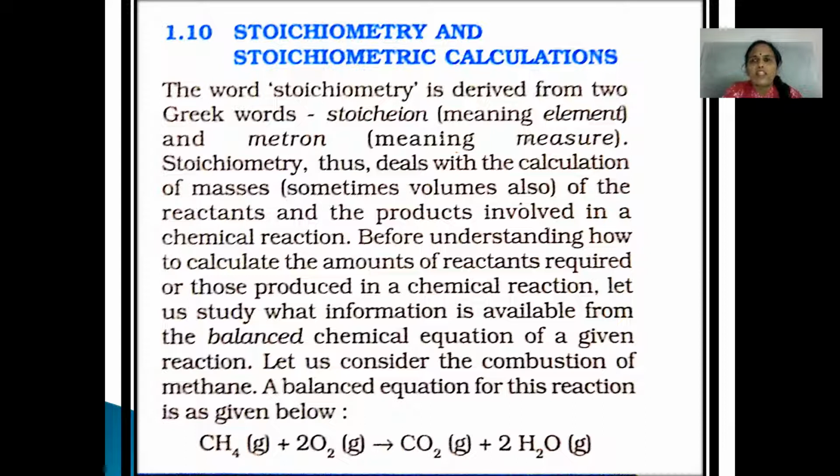So stoichiometry deals with the calculation of masses. Sometimes we deal with volumes also of the reactants and the products involved in a chemical reaction. Before understanding how to calculate the amounts of reactants required or those produced in a chemical reaction, let us study what information is available from the balanced chemical equation of a given reaction. So let us consider first the combustion of methane.